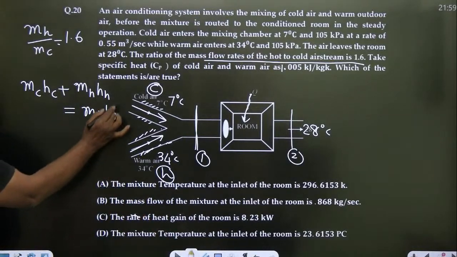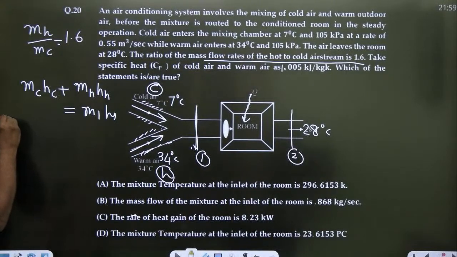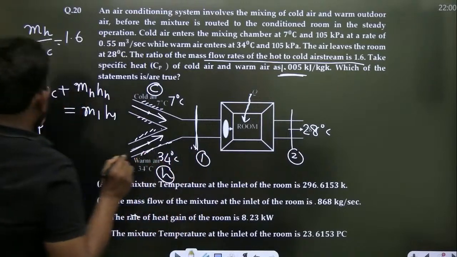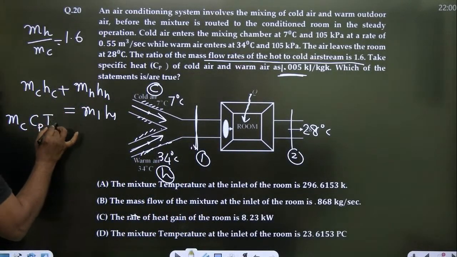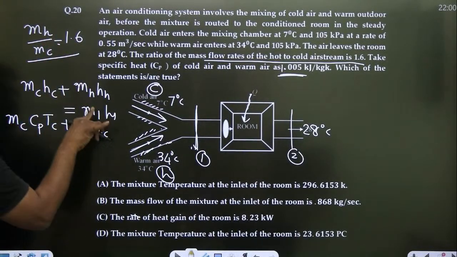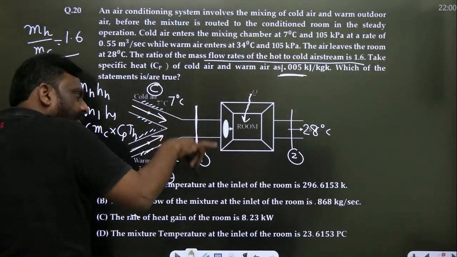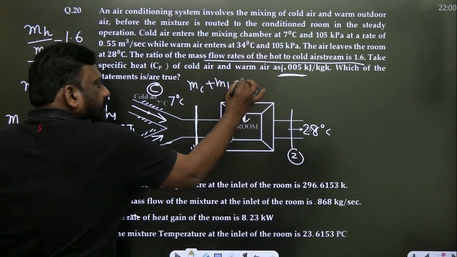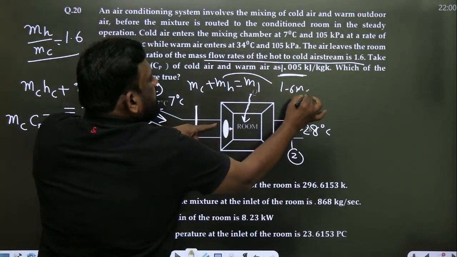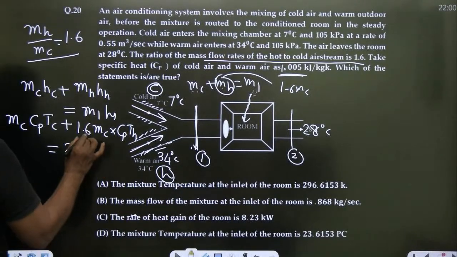Again I am telling you, do you understand this equation? This is entering, and this is entering, should be equal to this, okay. M1H1 plus M2H2 is M3H3. For air, Cp is the same, Cp 1.005 is given for both hot and cold. Enthalpy can be written as Cp T. Mh is 1.6 Mc, so mc Cp Tc plus 1.6 mc Cp Th is equal to M1. Can anyone tell what is M1? This mass plus this mass should be equal to this mass, so mc plus mh is equal to M1. Mh is 1.6 mc, so 1.6 mc plus mc is M1, which is 2.6 mc, okay.